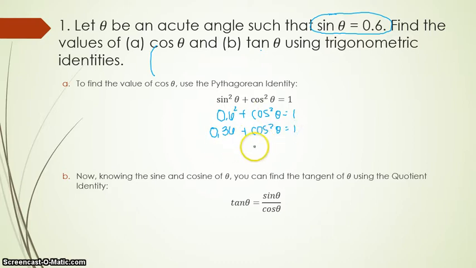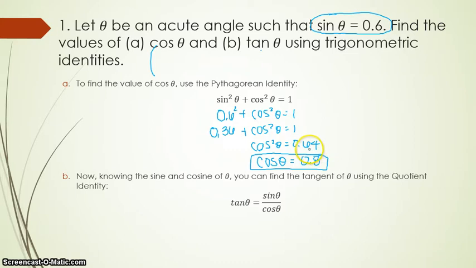I'd subtract my 0.36 over. So I have cosine squared theta equals 0.64. When I square root both sides, I'm going to get that cosine of theta equals 0.8. And that's what I wanted to know, was what is cosine of theta.